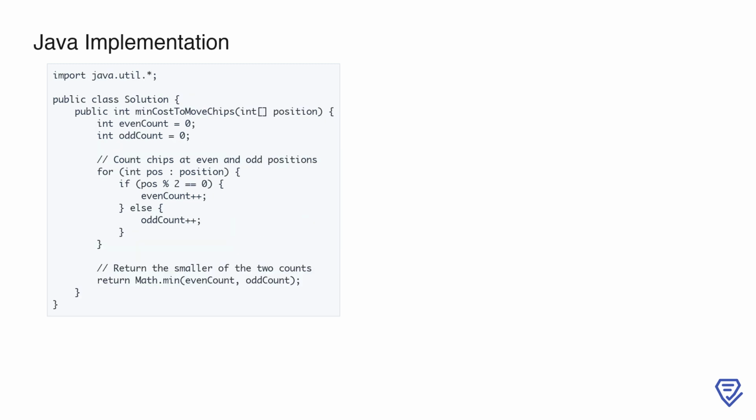This is the Java implementation for LeetCode problem number 1217, minimum cost to move chips to the same position. The logic mirrors the Python solution, where we count the number of chips at even and odd positions and return the smaller of the two counts as the minimum cost. Key differences include explicit type declarations for variables, the use of Java's enhanced for loop for iteration, and the Math.min function to calculate the result.